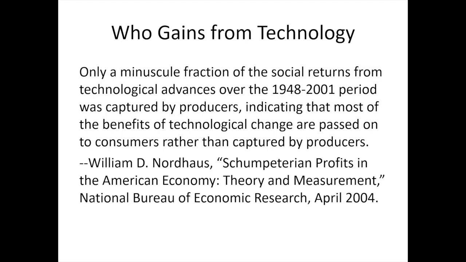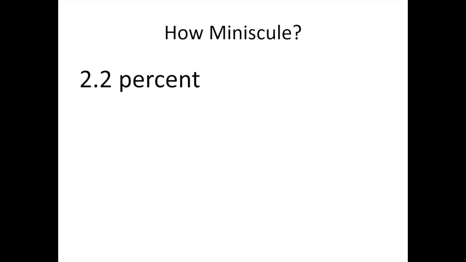Only a minuscule fraction of the social returns from technological advances over the 1948-2001 period was captured by producers, indicating that most of the benefits of technological change are passed on to consumers rather than captured by producers. So, minuscule fraction, how minuscule? 2.2%. So 97.8% of the benefits from innovation go to consumers in two ways.